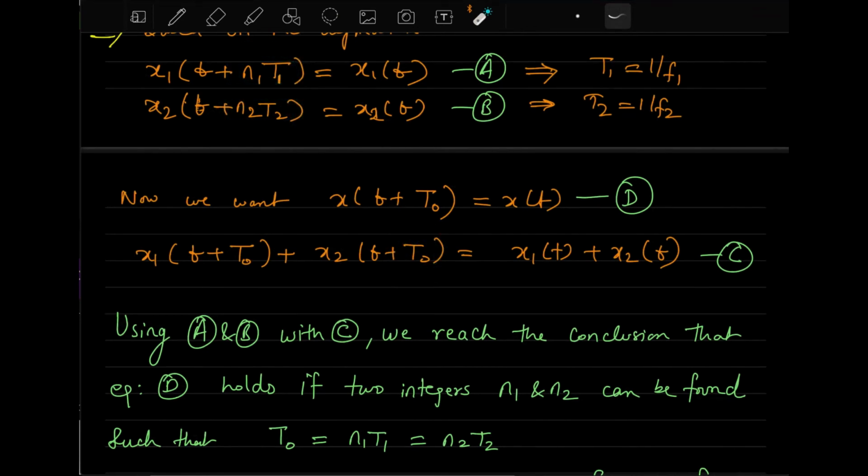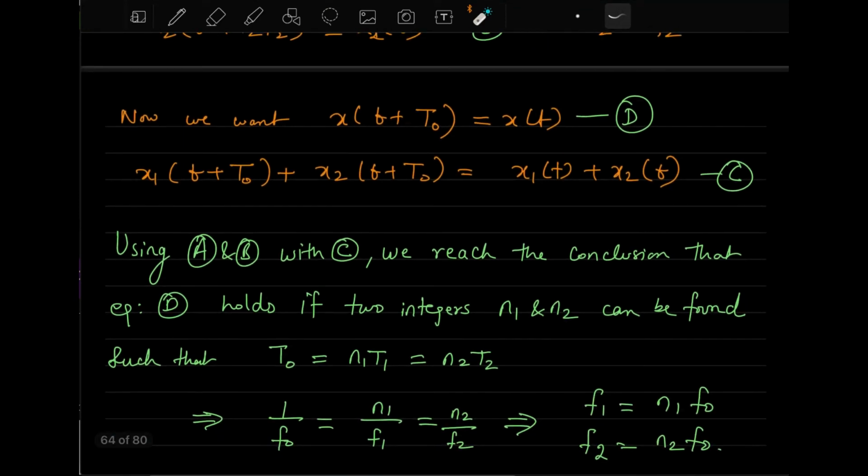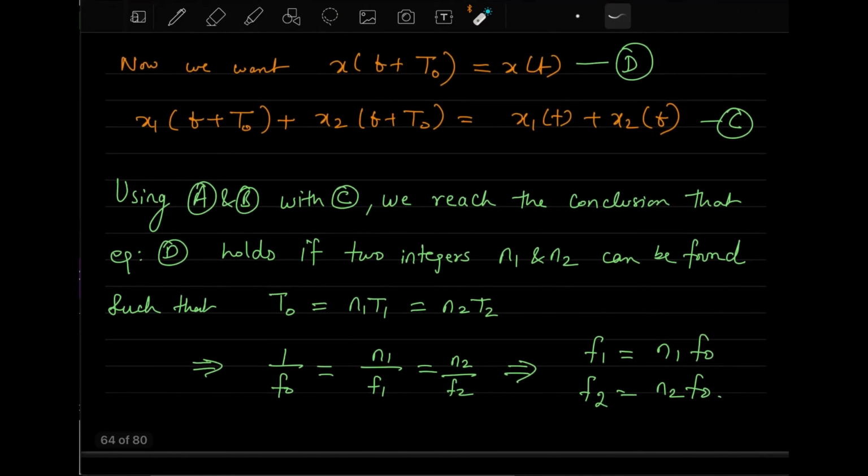If this is the situation, then the signal will be periodic. The combined signal, the summation signal, will be periodic with a value of T0, which is equal to n1 T1, or equal to n2 T2. You can replace it in terms of the frequencies also. If you replace in terms of the frequencies, you will get something like this. Then from here you can conclude that the frequency f1 of the first signal should be an integer multiple of the fundamental frequency f0 of the combined signal x(t).